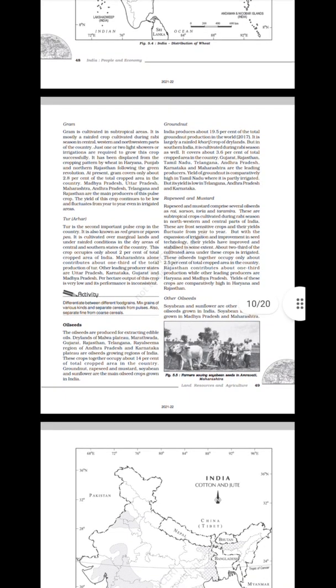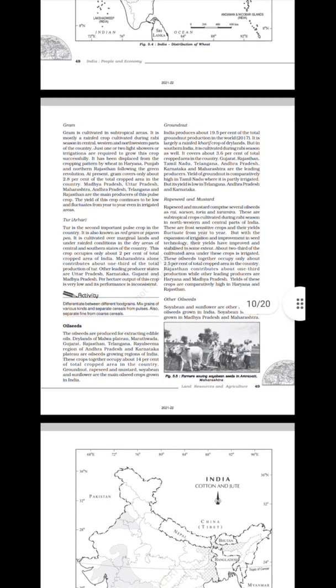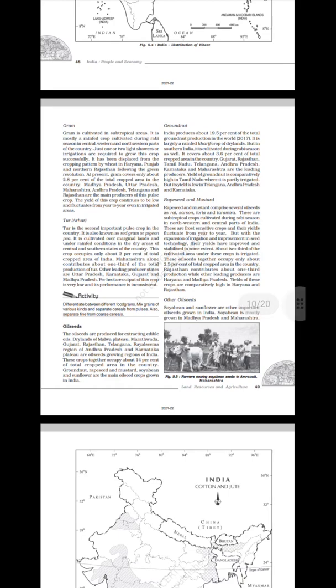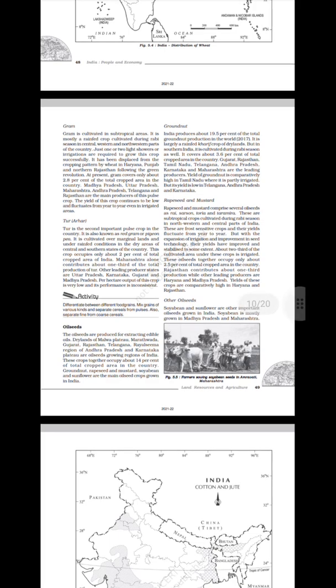Tur or arhar. Tur is the second important pulse crop in the country. It is also known as red gram or pigeon pea. It is cultivated over marginal lands and under rain-fed conditions in the dry areas of central and southern states of the country. This crop occupies only about 2% of the total cropped area of India. Maharashtra alone contributes about one-third of the total production of tur. Other leading producer states are Uttar Pradesh, Karnataka, Gujarat, and Madhya Pradesh. Per hectare output of this crop is very low and its performance is inconsistent.